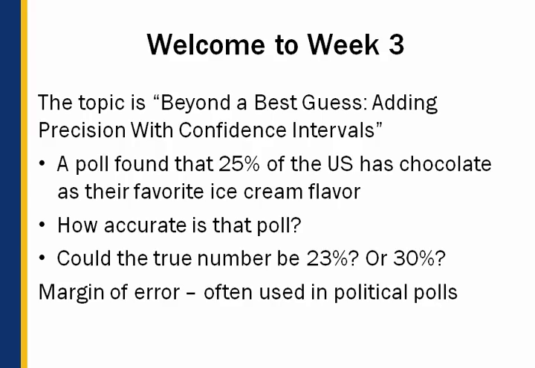In statistics, we want to go to the next level. We want to quantify how accurate that 25% is. For example, could the true number over all residents in the U.S. be 23% or 30%? Is it possible that 30% of the U.S. has chocolate as their favorite flavor, and we just happen to pick some who didn't like chocolate as much?